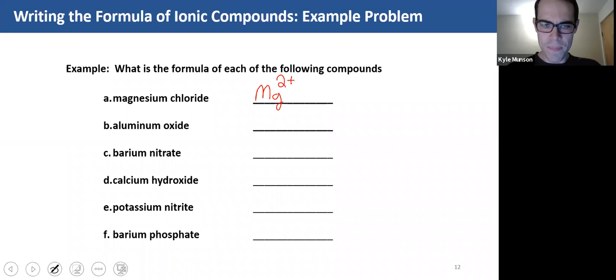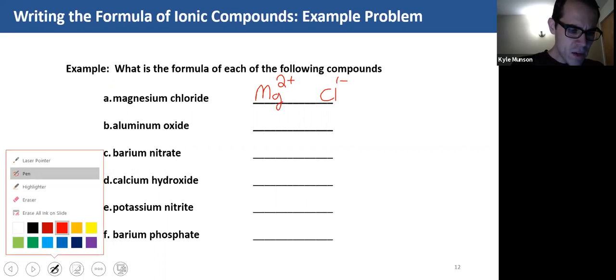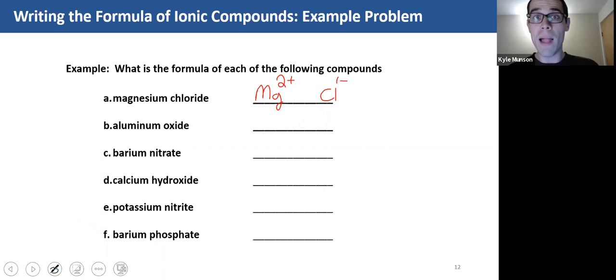Chloride here. The chloride ion has a -1 charge, and I'm going to include the 1 there, even though we don't need to most of the time. So here's what we do. Remember, this needs to balance out the charges of the final compound, or the final formula.